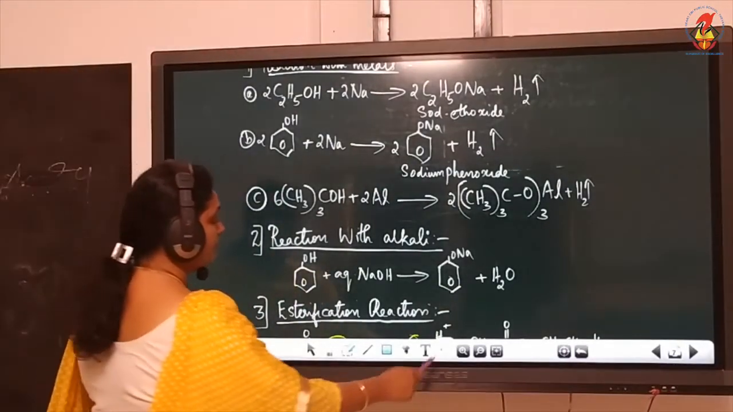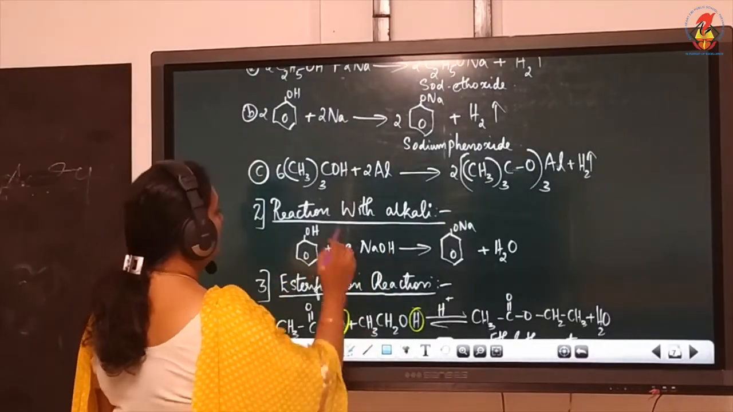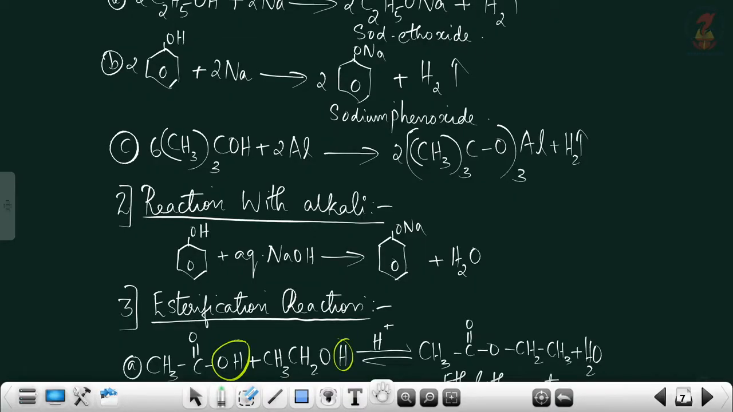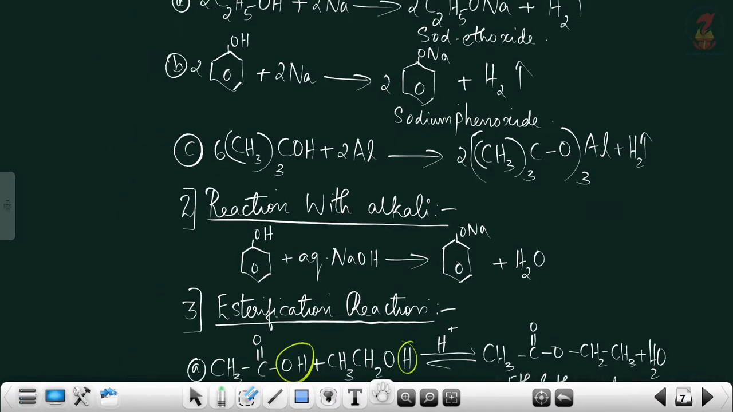Now next, reaction with alkali. The next example where the cleavage of the OH bond takes place is reaction with alkali, NaOH. Example, phenol plus aqueous sodium hydroxide. The OH bond breaks and we get sodium phenoxide as the product plus H2O. Now you can see I have not written the example for alcohol with aqueous sodium hydroxide.